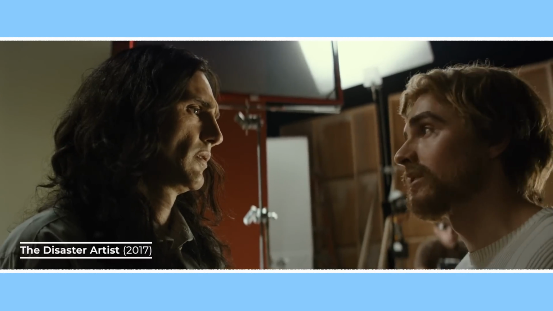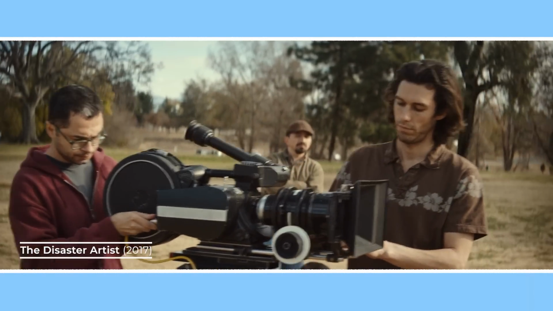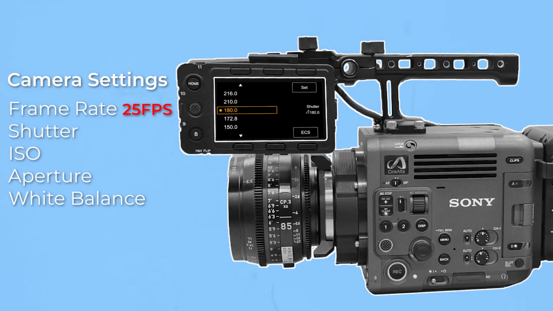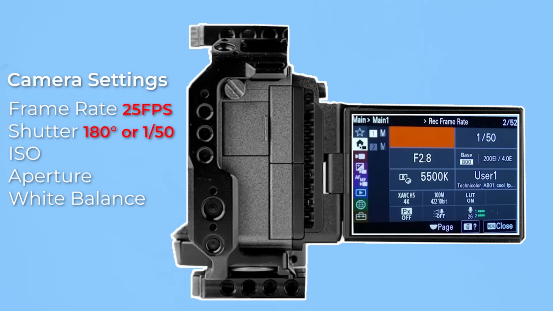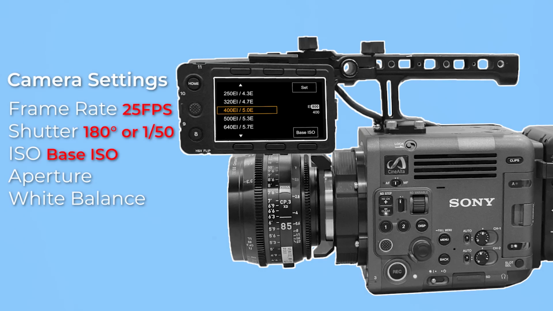To get a normal, non-slow-mo feeling of motion, PAL countries use a frame rate of 25 FPS, while NTSC regions will use either 24 or 23.98. If you're using a cinema camera with a shutter angle, you can set this to 180 degrees. Or if using a mirrorless camera with a shutter speed, you can set it to approximately double your frame rate, so 1/50. Most digital cameras these days come with a recommended ISO or base ISO, such as 800.